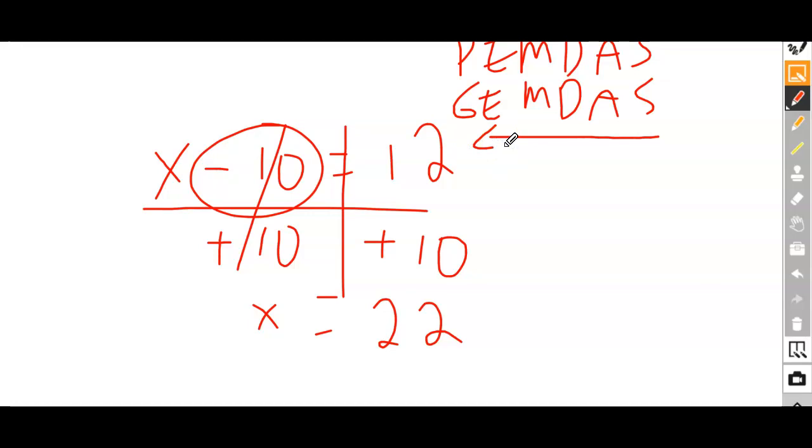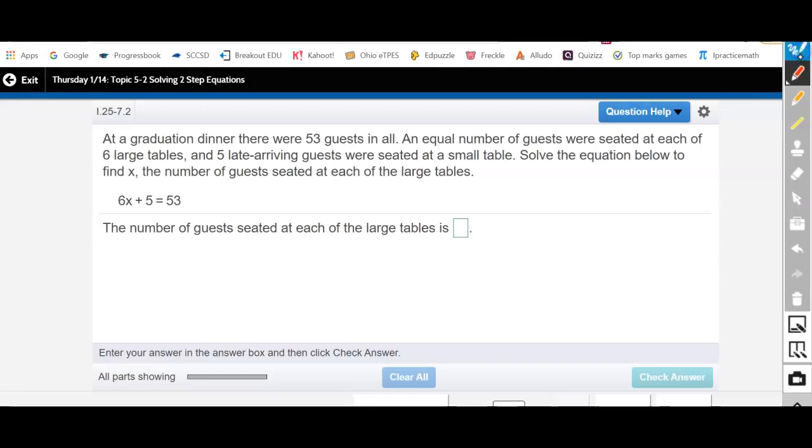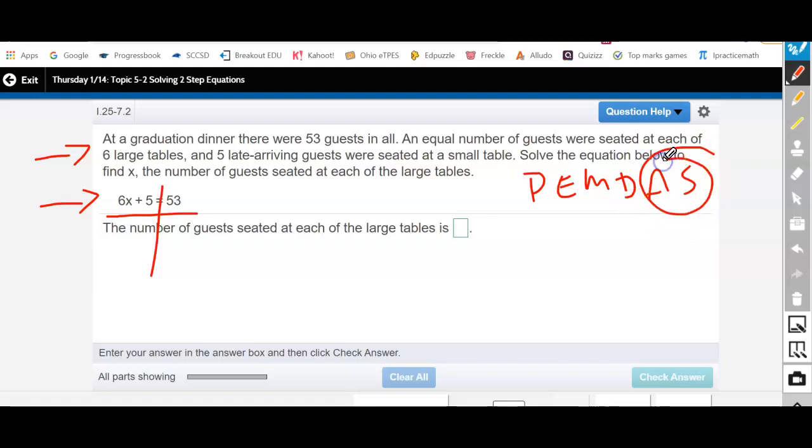So if we've got multiple steps, like this one, yesterday we translated this word problem into this equation. Today we're going to solve it. So we make a t-chart, and like I said, we're doing everything backwards. So we're going to start by getting rid of addition subtraction.